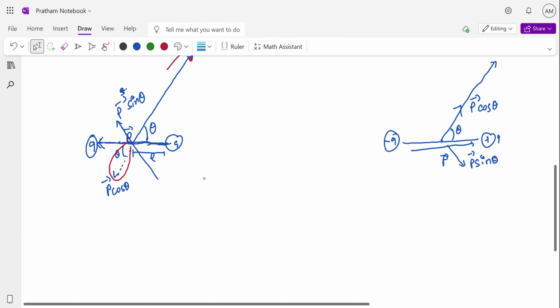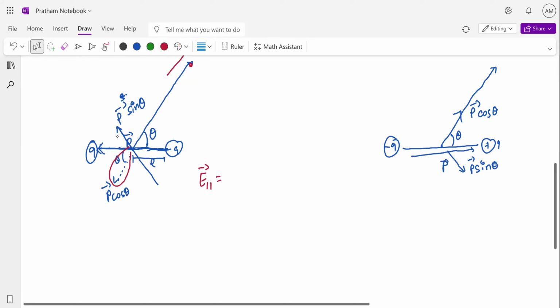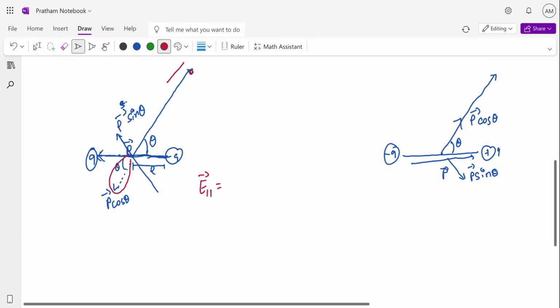First is the electric field due to the perpendicular dipole. This is the dipole moment, and this is the point where you want to calculate the electric field. So what was the formula? That is negative of kp divided by x cubed. If you see carefully, this is the distance.